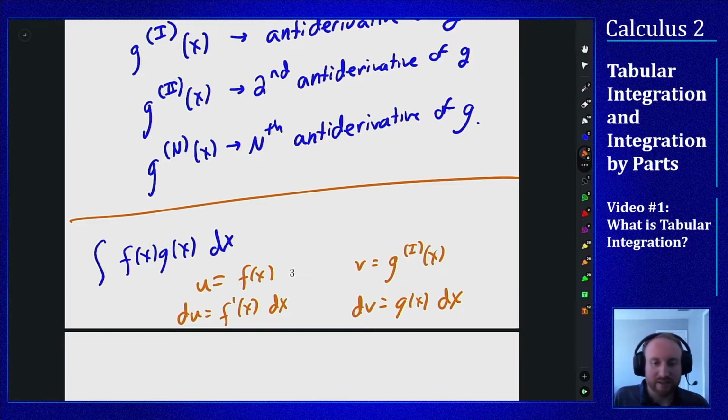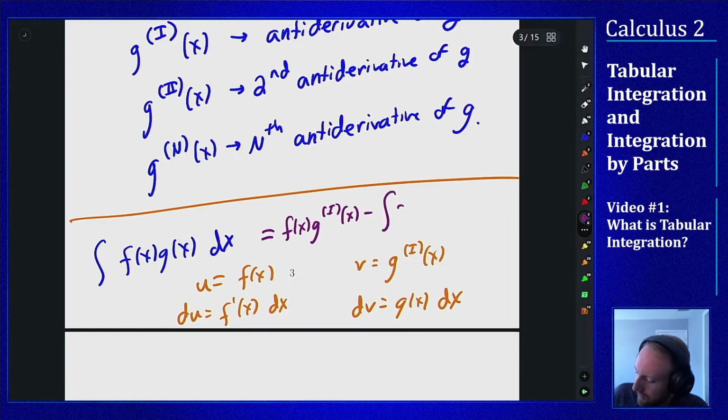And so integration by parts then tells me this equals uv, f of x times g upper 1 of x, minus the integral of v du. That's the integral of g1 of x, f prime of x, or for our notation, f1 of x with an Arabic numeral 1 in there, dx. This seems like a lot of notation here for nothing, and it kind of is. This is really only useful if I want to do this more and more and more times.